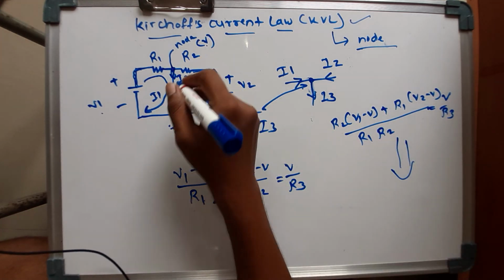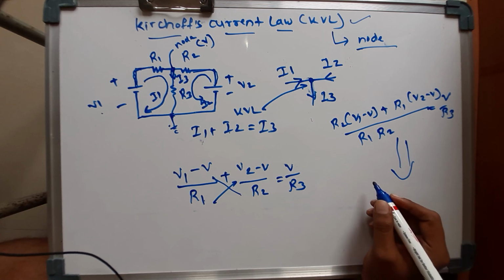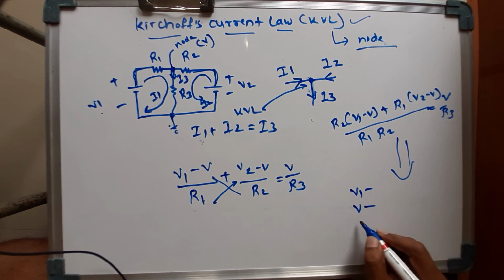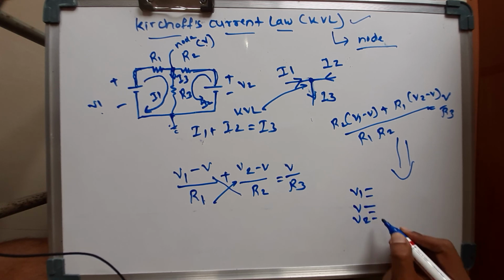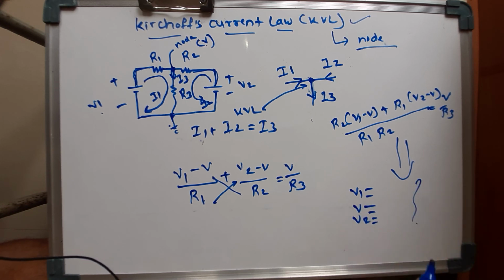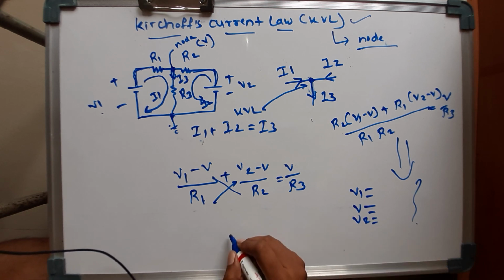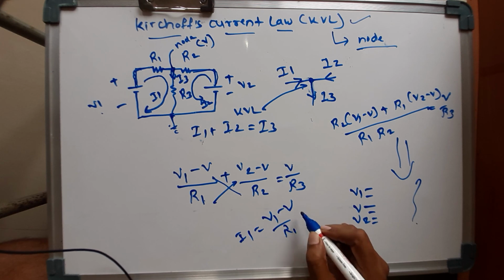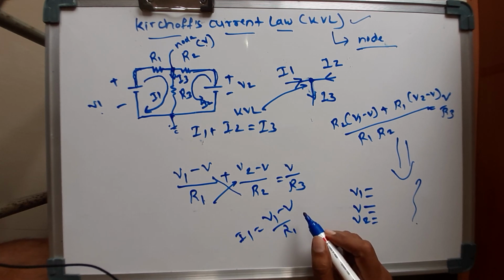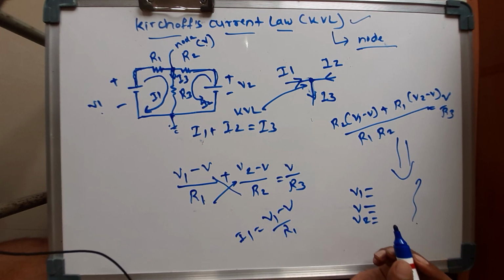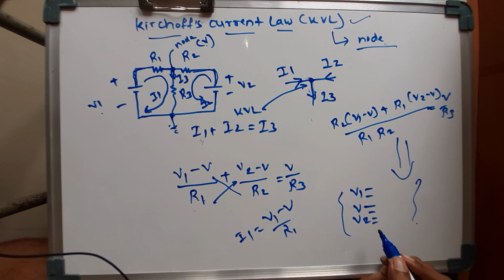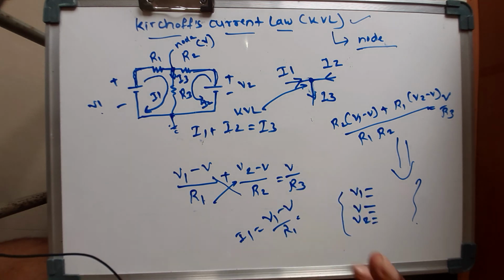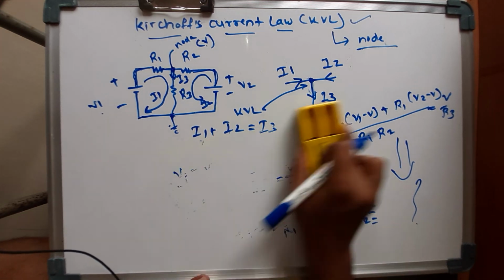We will put the values of R1, R2, R3 here and we will get the results. So here we will find out V1, V and V2. After finding V1, V2 and V, we will put them here. So I1 equal to V1 minus V divided by R1. Afterwards, in the nodal analysis lecture I will explain how to find the values of V1, V2 and V. So here you put the values and you will get the results. So this is a simple example of Kirchhoff's current law.